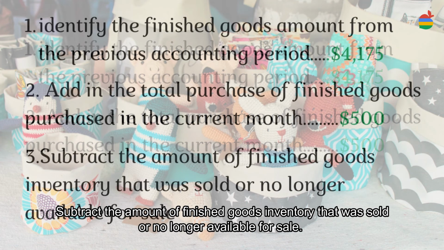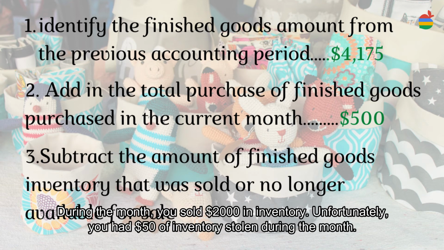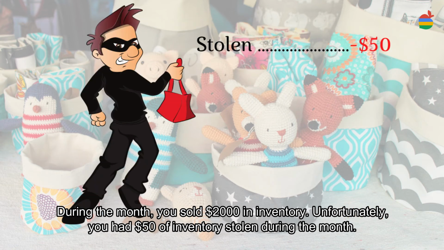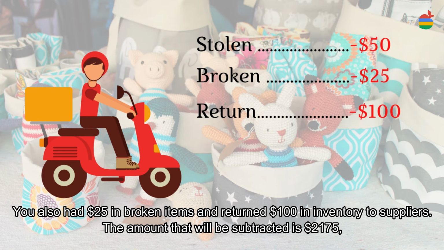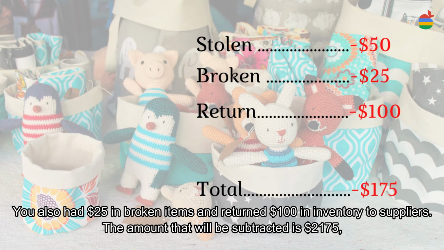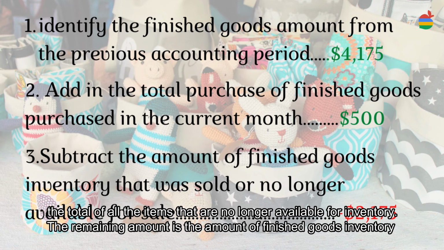Number 3, subtract the amount of finished goods inventory that was sold or no longer available for sales. During the month, you sold $2,000 in inventory. Unfortunately, you have $50 of inventory stolen during the month. You also have $25 in broken items and return $100 in inventory to the supplier. The amount that will be subtracted is $2,175, the total of all the items that are no longer available for inventory.